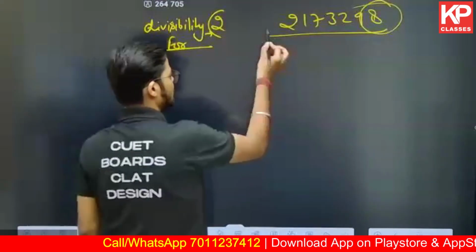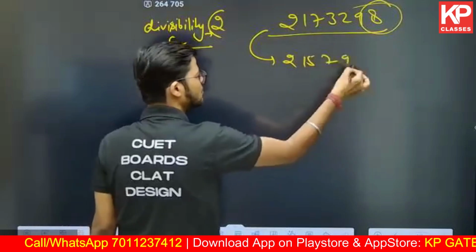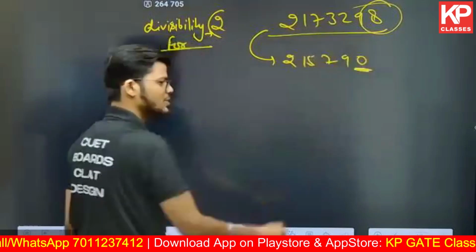Then, after that, the second example, 259,215,790. Here, this unit place is 0.